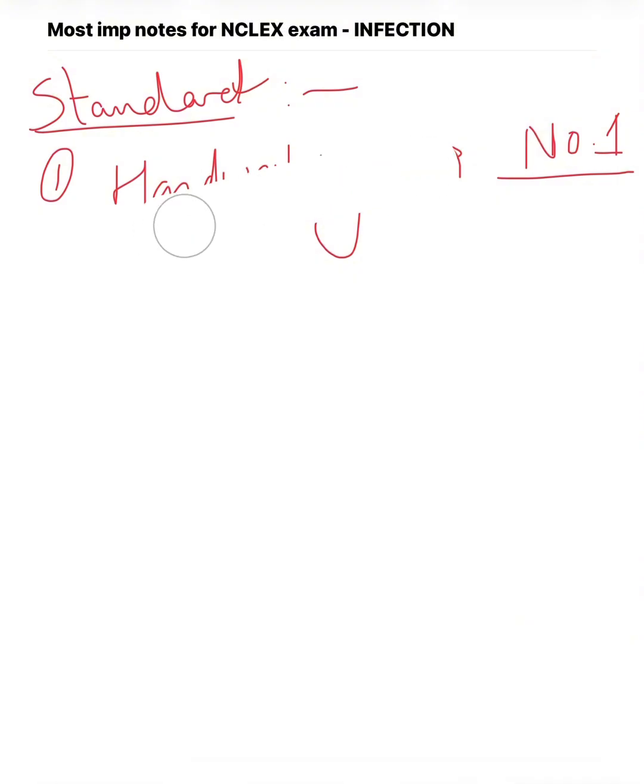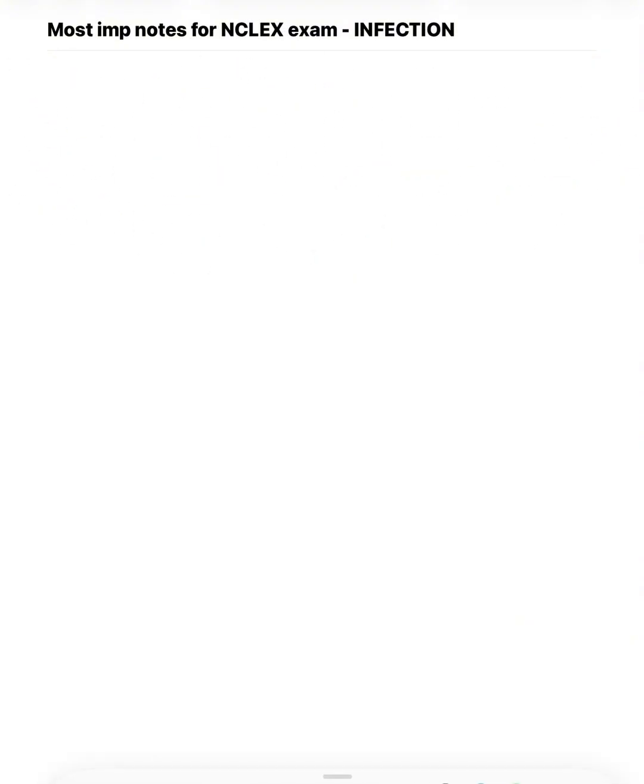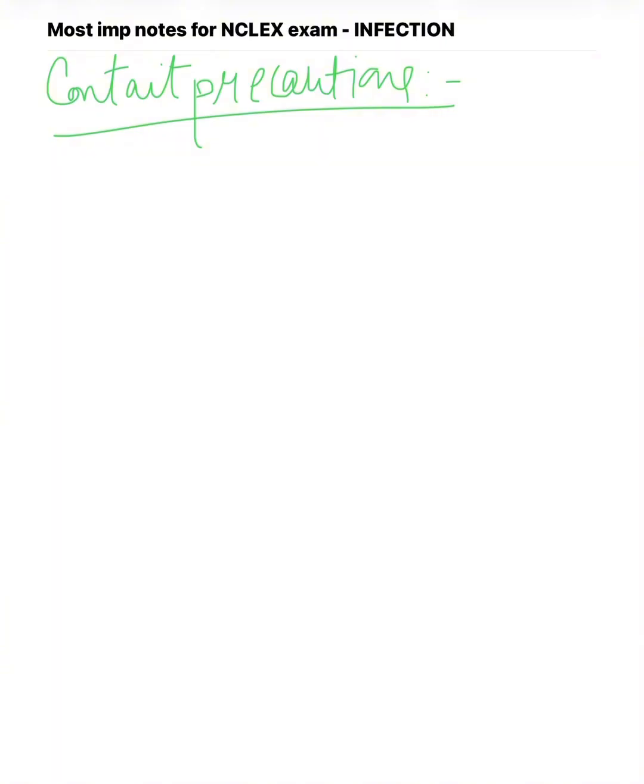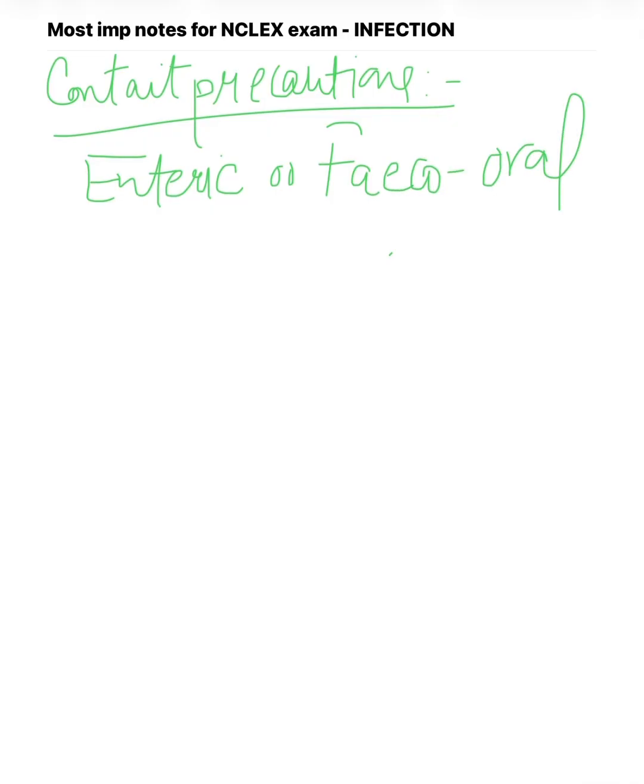Next one is contact precautions. This is important. In contact precautions, all problems start with either enteric or fecal-oral disease or route. Contact precautions are for problems that start with either enteric or fecal-oral disease.